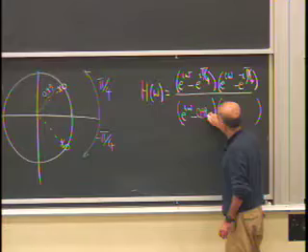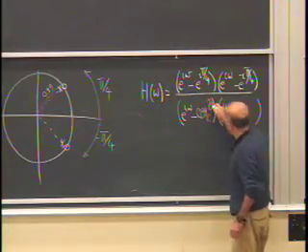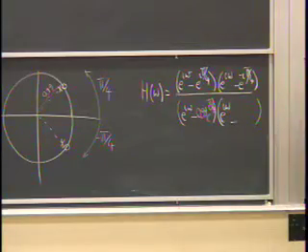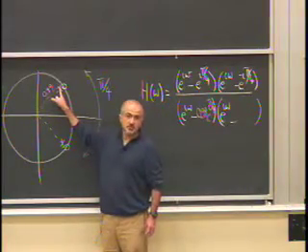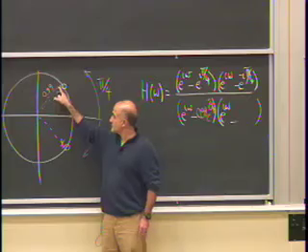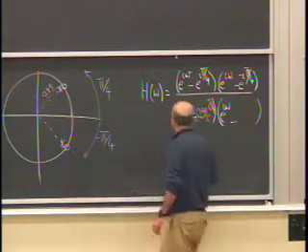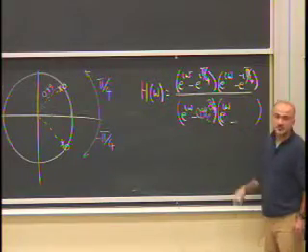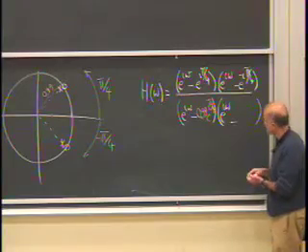0.99 e to the i pi over 4. Now you know why we did all that complex number stuff. Because by now you've got to be very fluent about reading off what this value is. I'm writing this number in its polar form. That means I need to know the radius and I need to know the angle. I know both of them. Radius 0.99, e to the i pi over 4 is the phase term.